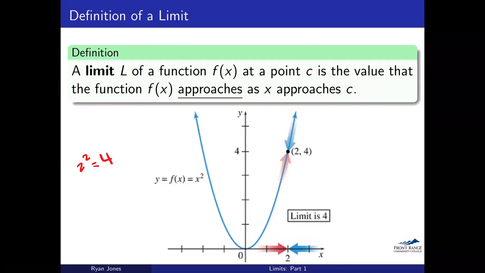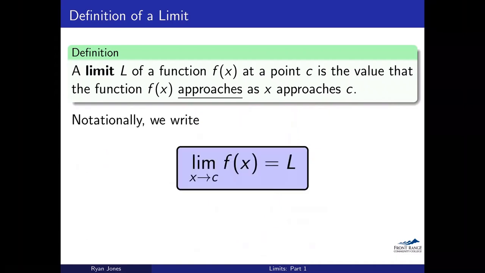And so we could say here that the limit of this function, and let me highlight the definition as I say this, the limit of the function x squared at a point x equals 2, is just the value that the function x squared approaches as x approaches 2. And that value is 4. That's the y value that the function approaches. So to make the notation a little bit easier, we can say that the limit of f of x as x approaches c is equal to L.